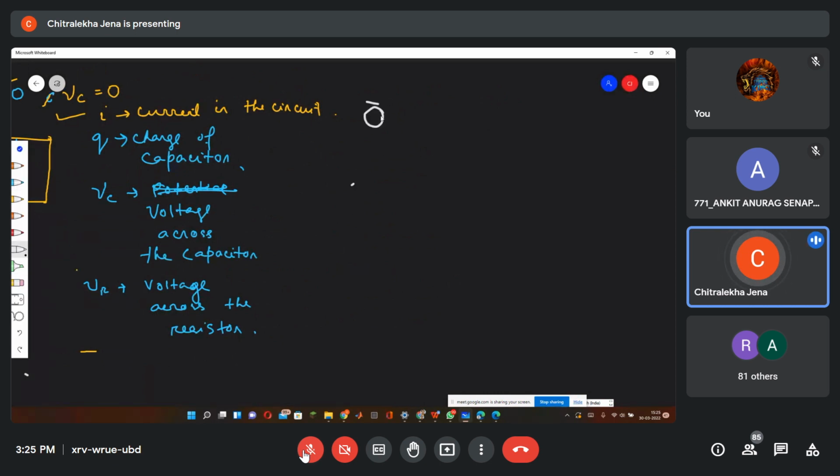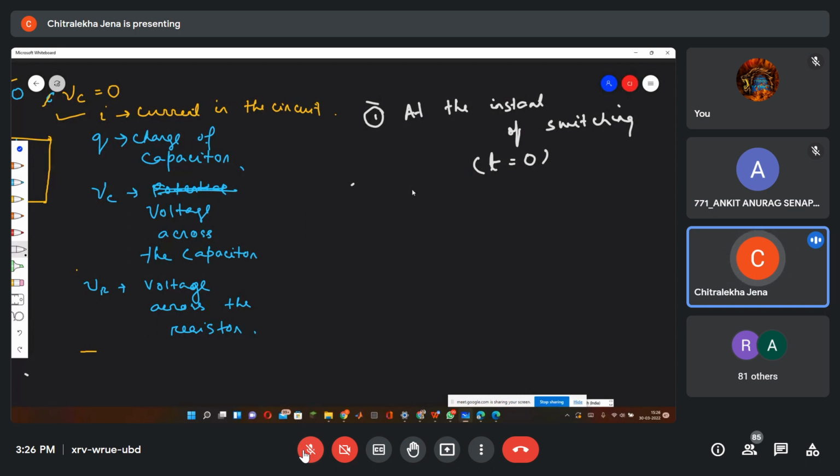Number one, first we will discuss at the instant of switching, that means at t equal to 0. Here a derivation will come, remember, all of you write down. At the instant of switching, t equal to 0, what will be the equation of the circuit? I can apply Kirchhoff's voltage law because I have closed the switch. Yes or no?